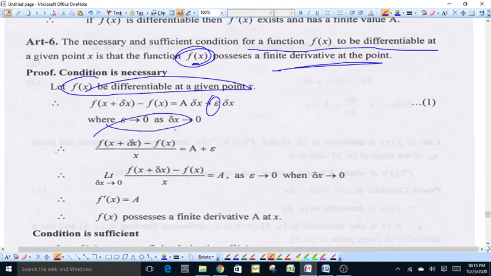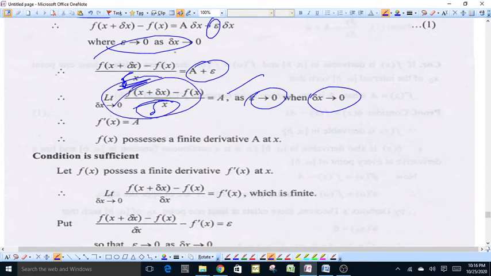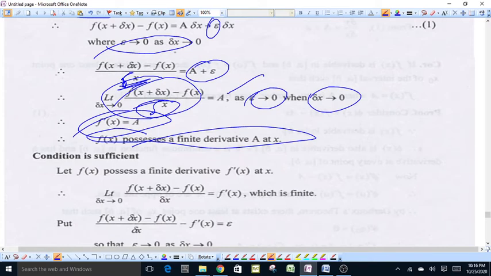Now [f(x + Δx) − f(x)] upon Δx can be written as A + ε. Now taking the limit on both sides as Δx approaches 0, the limit of [f(x + Δx) − f(x)] upon Δx will be equal to A, as ε approaches 0 as Δx approaches 0. This is the derivative of function f: f'(x) is equal to A. It means f(x) possesses a finite derivative at x.